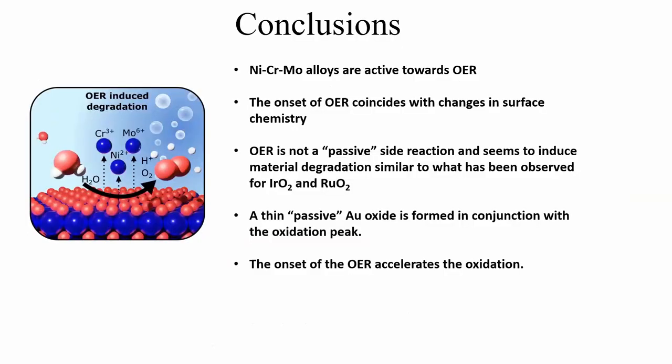Okay, that's it. These are the conclusions. These alloys are active towards the oxygen evolution reaction. The onset of the oxygen evolution reaction changes the surface chemistry. It's not a passive side reaction in this case, because it's active towards the oxygen evolution reaction. And in the gold case, a thin passive gold oxide is formed with the oxidation peak. So I guess that's the oxidation potential for gold, but it only forms a very thin oxide. The onset of the oxygen evolution reaction accelerates the oxidation of the gold. And then I suppose also the dissolution rate, but we haven't measured that, so we don't know.